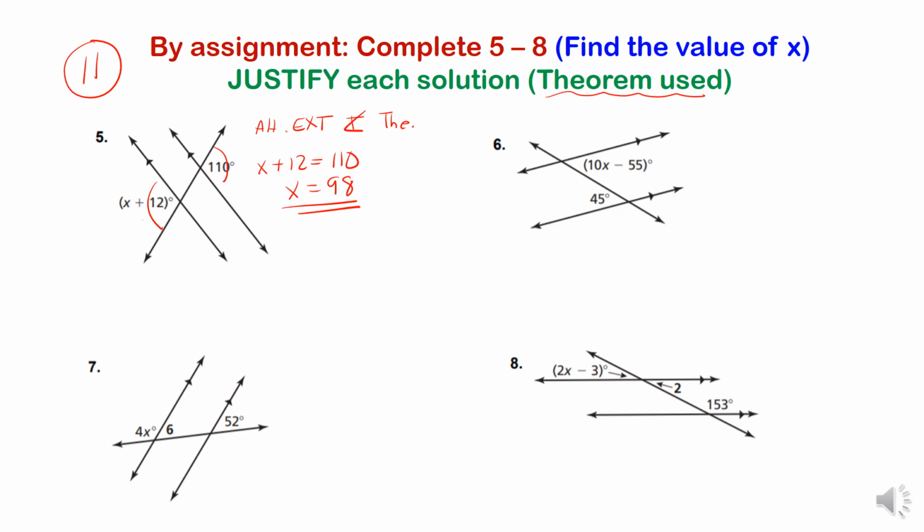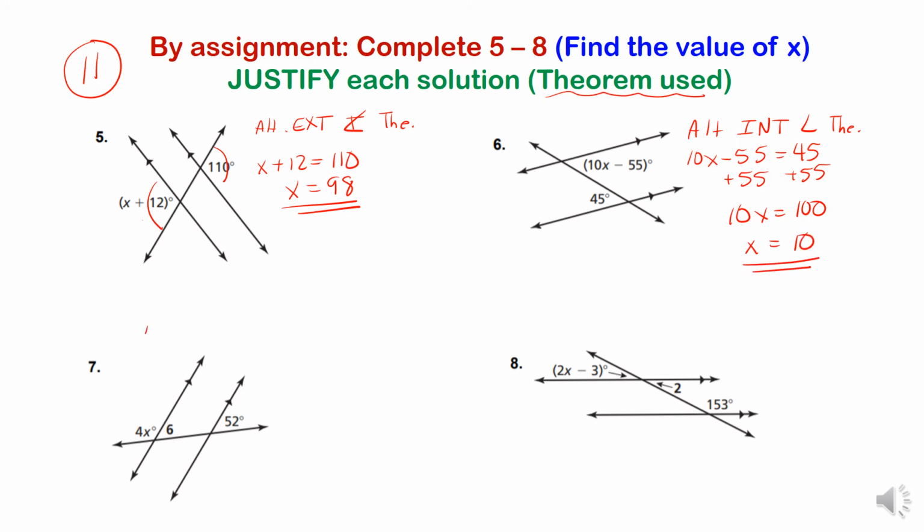So this one, I'm going to use alternate interior angle theorem. And that makes these congruent. 10x minus 55 equals 45. I'm going to add 55 to both sides. I get 10x equals 100, so x equals 10. And you can always plug them in and check.